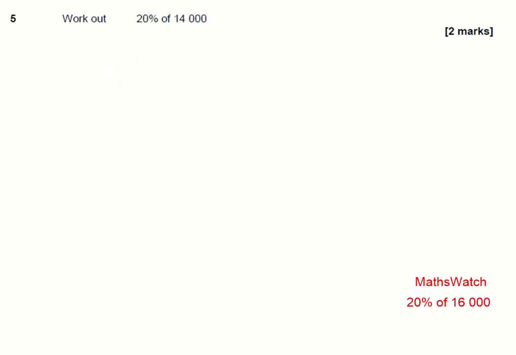Question 5. Work out 20% of 14,000. Well, 14,000 is the total, so that's what we would call 100%. To find 10%, that will be the next step. 10% is where you divide by 10. So if I divide this number by 10, you are in effect moving every single digit one place down. So the 1 ends at where the 4 is, the 4 ends at where the 0 is, and then we'll have 2 zeros to make it 1,400.